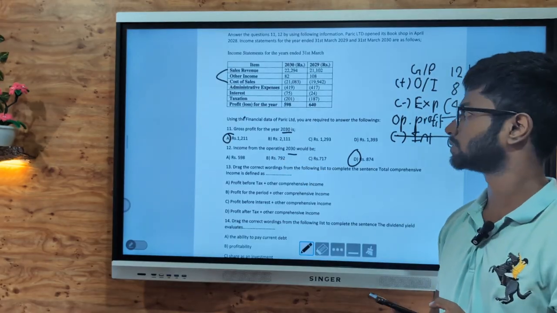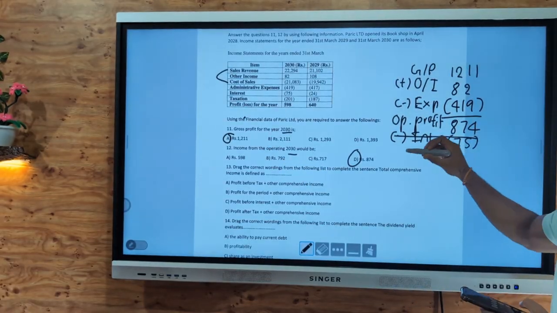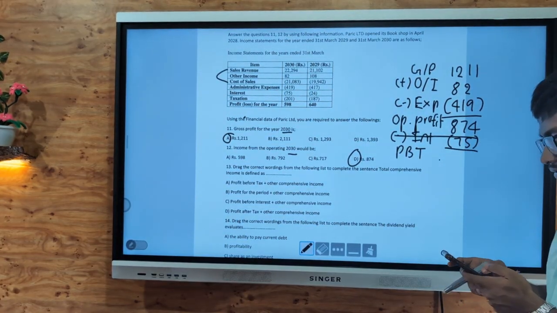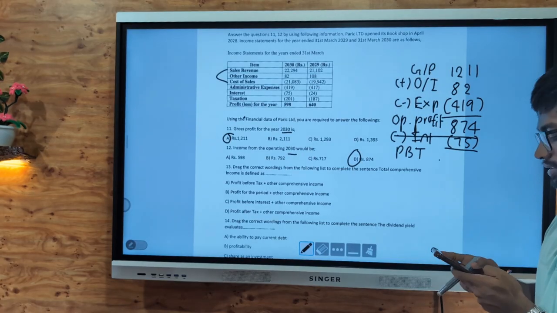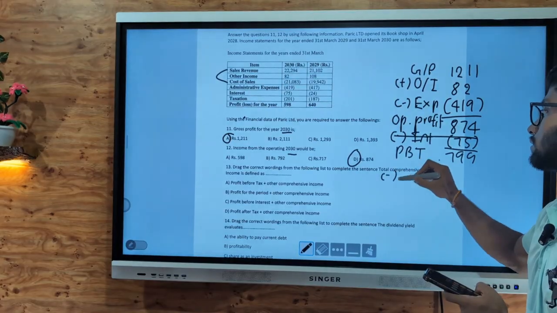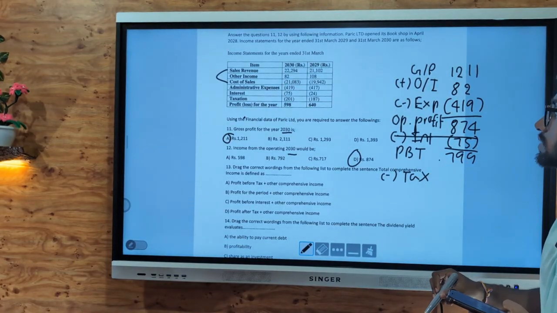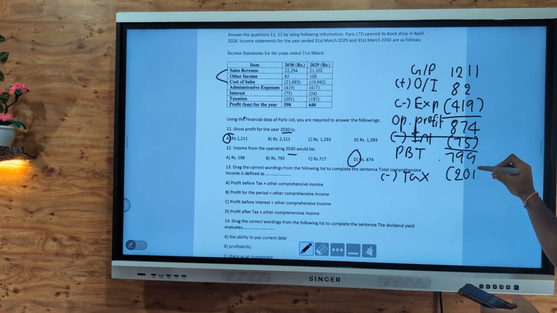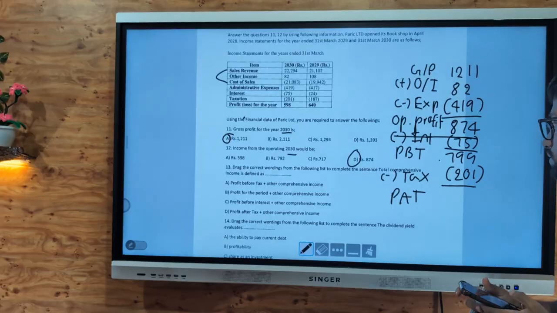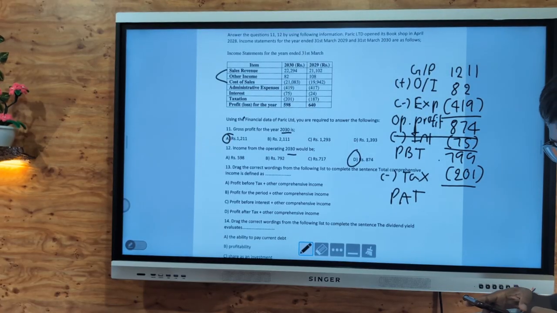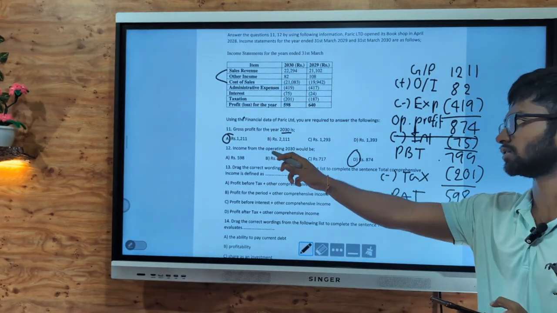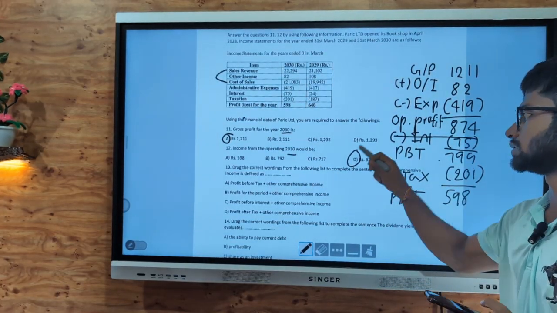Income from operating is 874. Here we deduct the interest 75 and we get profit before tax. So that will be minus 75. We get 799. From this we can deduct the tax, which is 201, and get profit after tax. Now they haven't asked this, you can just get an idea from this. So we get 598 profit after tax. But here they are asking operating profit, so it should be 874, answer number D.